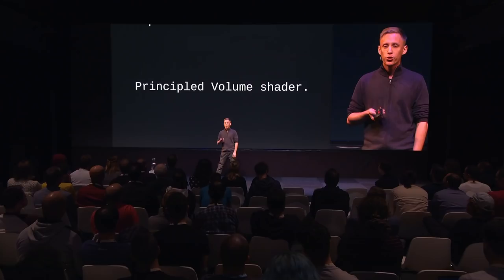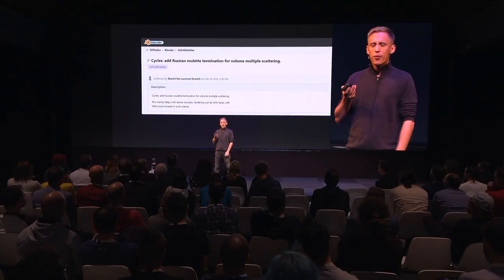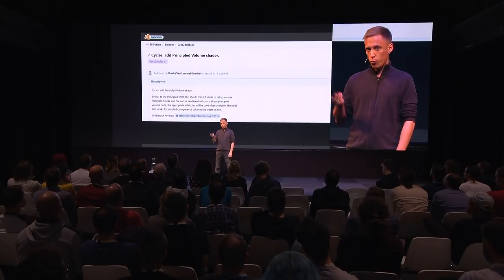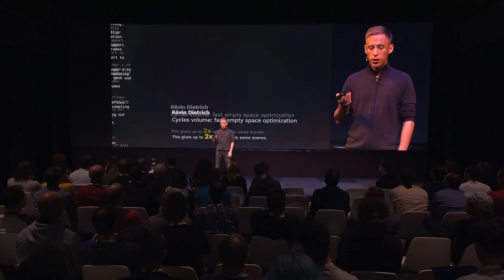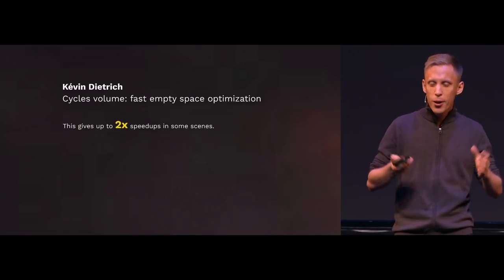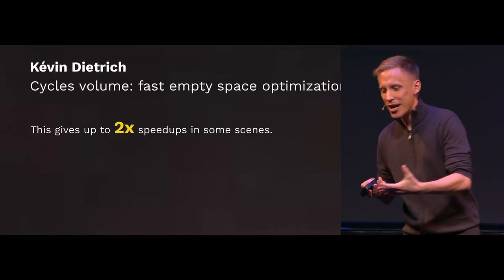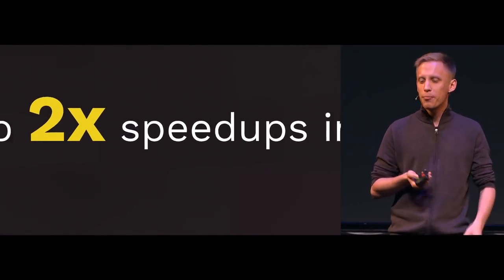So, since 2017, we got about 120 code commits directly related to volumes and volumetrics, like the principled volume shader coded by Brecht van Lommel and other amazing features and, most importantly, bug fixes and stability improvements. So now you can, for example, have an amazing improvement coded by Kevin Dietrich, Cycles volume fast empty space optimization, whatever. But every improvement like that made Blender render volumetrics a bit faster.